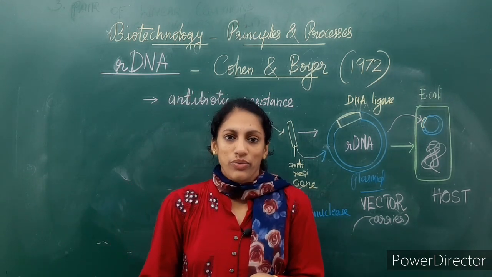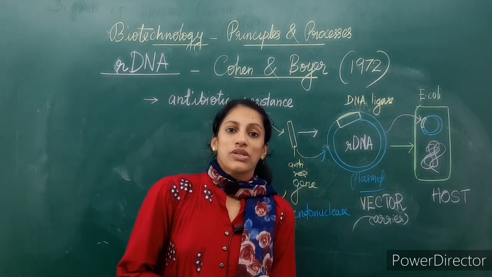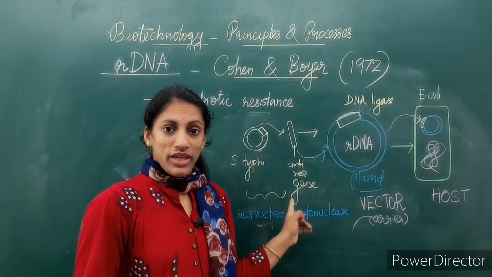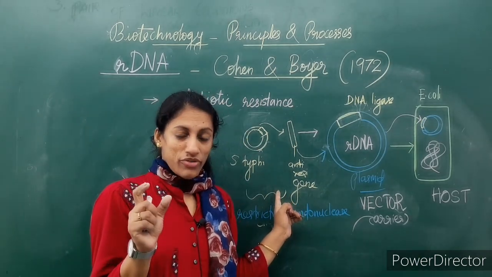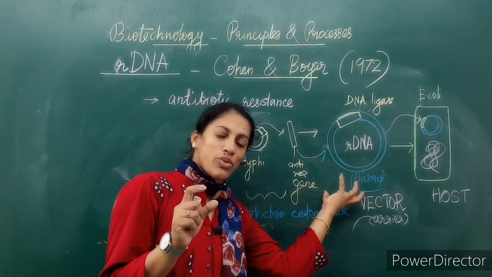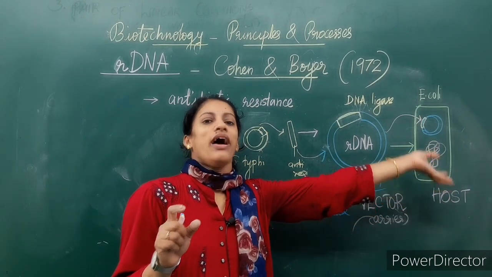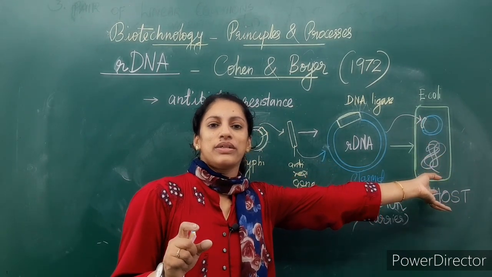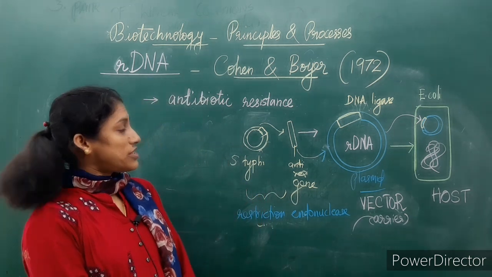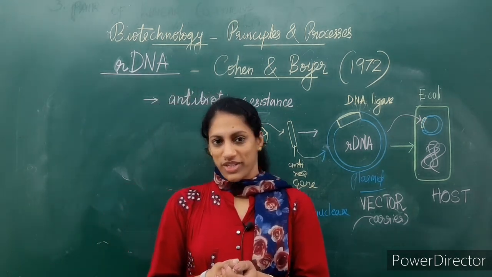The first rDNA was produced by Cohen and Boyer using the plasmid of Salmonella typhi. They isolated a gene from Salmonella typhi, introduced it to the plasmid, and this is used as a vector, then delivered to Escherichia coli bacterium cell, and they successfully delivered it and produced the copies. So that is about the first attempt in rDNA technology.